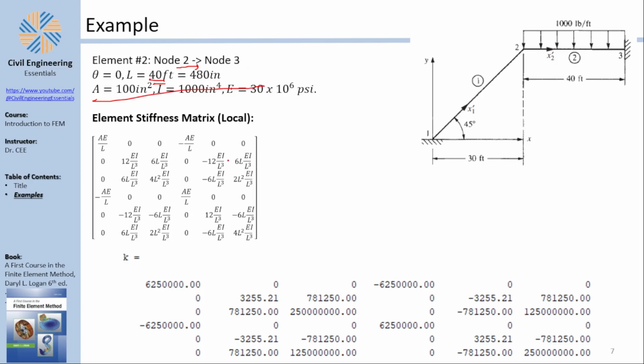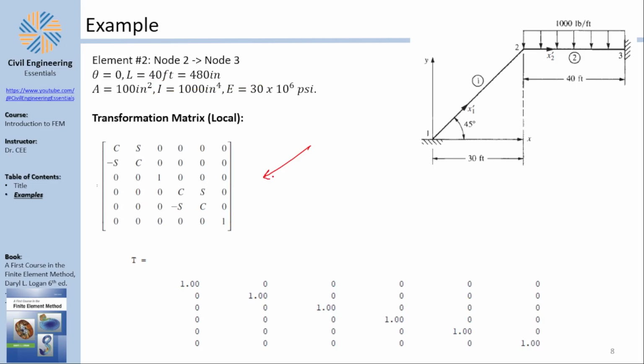Those are given, so well, rinse, repeat. That's the local stiffness matrix, that's the transformation matrix, and the quick note here is element number 2 goes from node number 2 to node number 3.